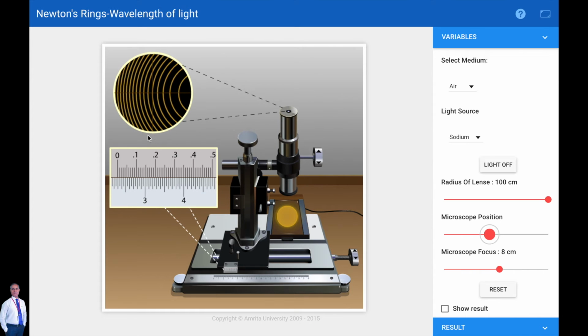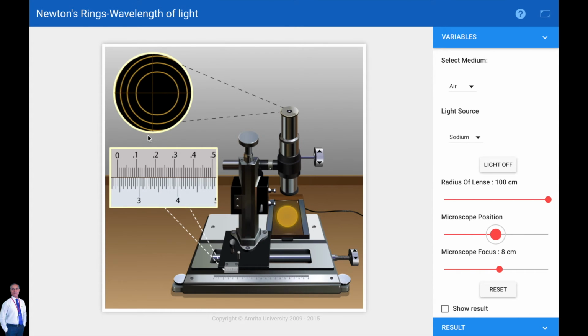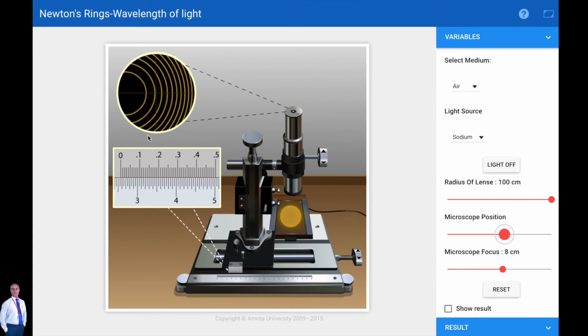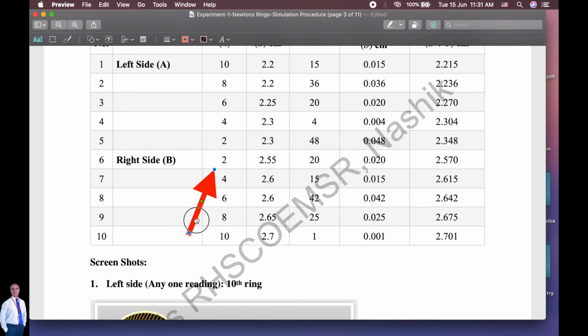Now my cursor is at the center. Yeah, I am bringing it to the center. So this is at the center, and then again from the second number of ring. So this is the first ring and this is the second ring. So the crosswire is set at the second ring. Again you can go second, 4, 6, 8 and 10 likewise. So again measure the total reading.